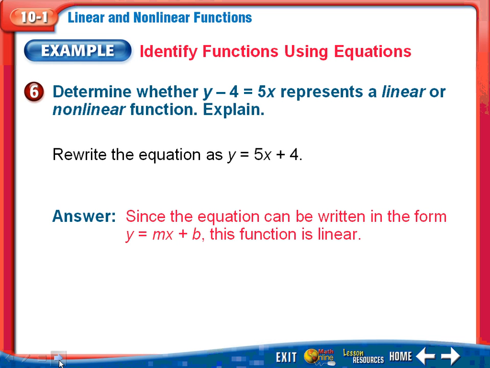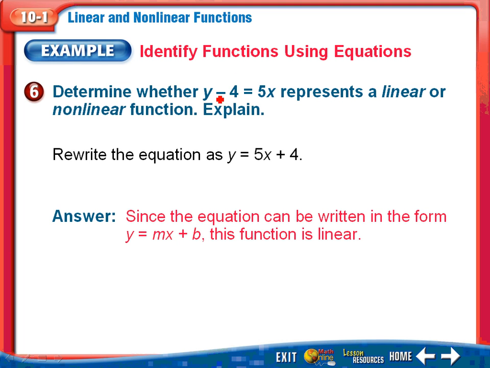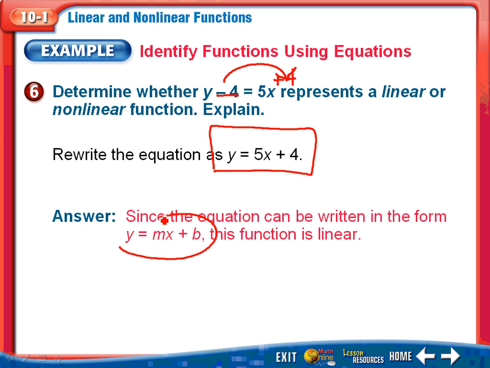So this negative 4 is going to come over here, and that's going to become a positive 4. So now, is this in the format y is equal to mx plus b? Then it is linear. So you might have to do a little changing. First of all, we notice that the exponent of x is 1. We know that if it's greater than 1, then that is not going to be linear. But now we see it in the format y is equal to mx plus b.